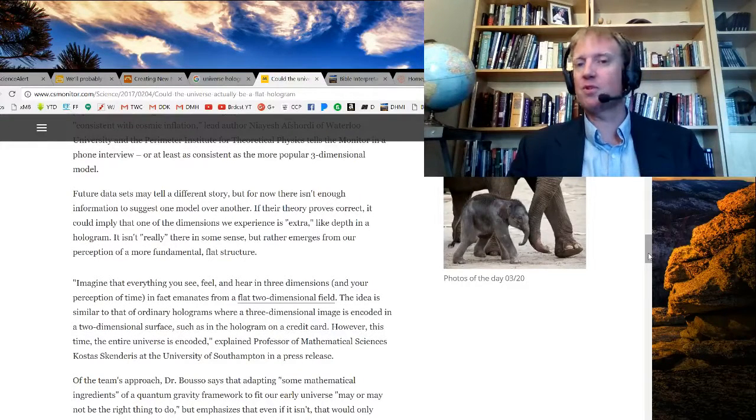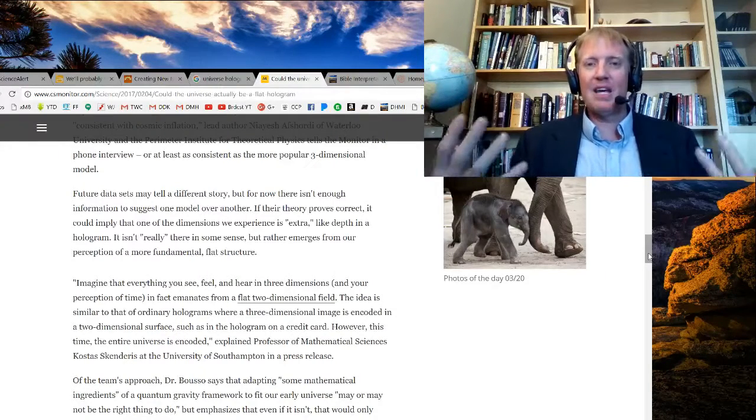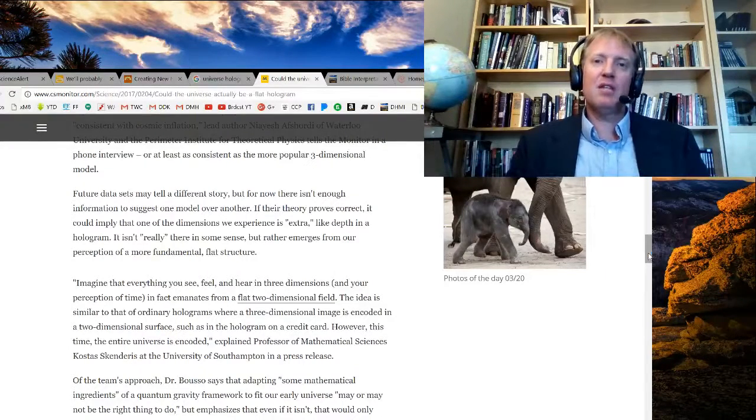If their theory proves correct, it could imply that one of the dimensions we experience is extra, like depth, in a hologram. It isn't really there in some sense, but rather emerges from our perception of a more fundamental flat structure. Again, it doesn't mean the Earth is flat. What they're talking about flat as being two-dimensional. Now, there is really nothing that is two-dimensional, so to speak, in this world that we live in. And let me just explain.